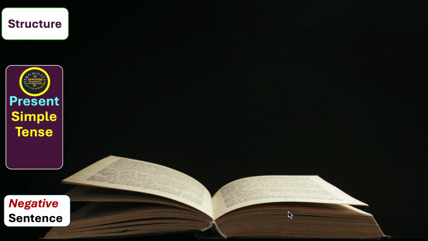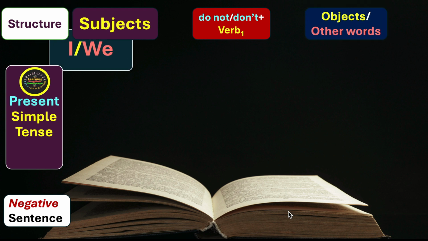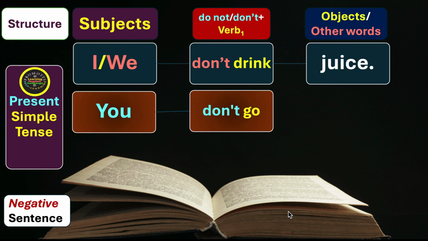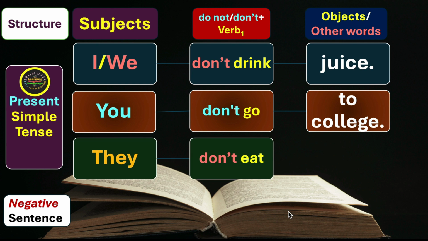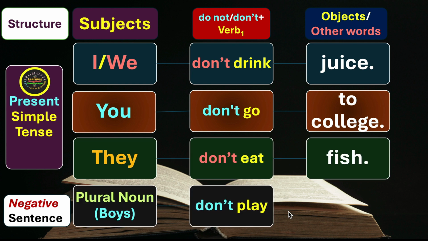We continue our discussion about the structure of present simple tense, but in negative form of sentence. We have the subject, but in the negative form of this rule, we use do not or don't plus first form of the verb, and then we have objects, or we call it other words. Likewise, if we have subject I, we use don't and then drink. We cannot say don't drinks. It's wrong. Or we cannot say doesn't drink, because our subject is I or we. Likewise, you don't go to college. They don't eat fish. Plural noun like boys, girls, people, students don't play tennis.